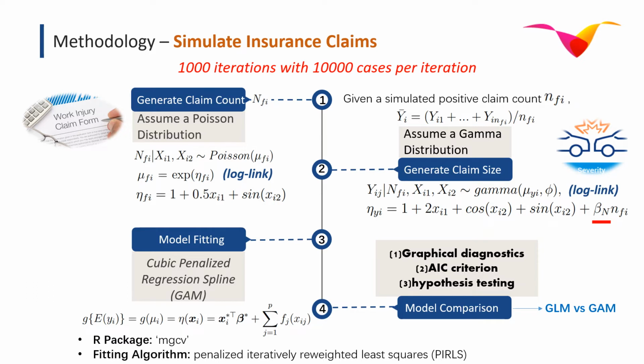Finally, we leveraged the graphical diagnostics, AIC and hypothesis testing to compare the parametric GLMs with the GAM fittings in modeling the loss cost. And based on the results, we will make our final conclusion.